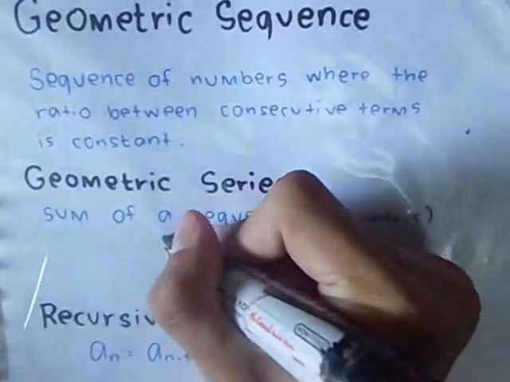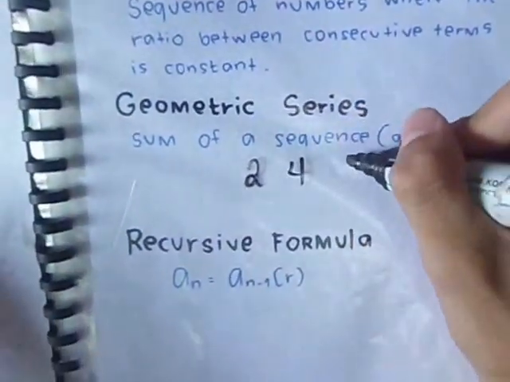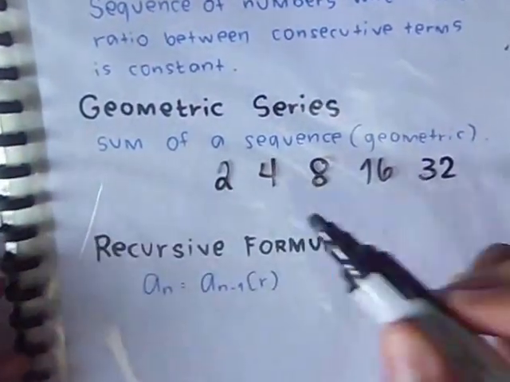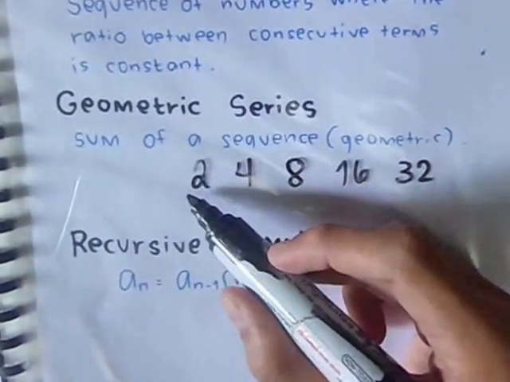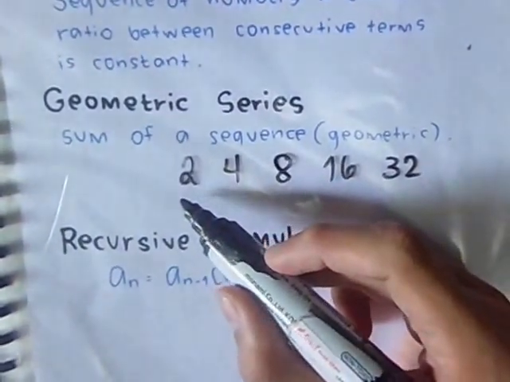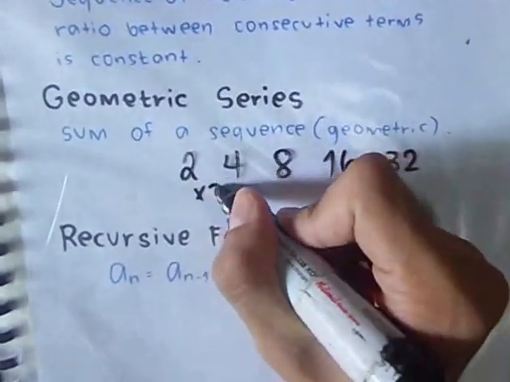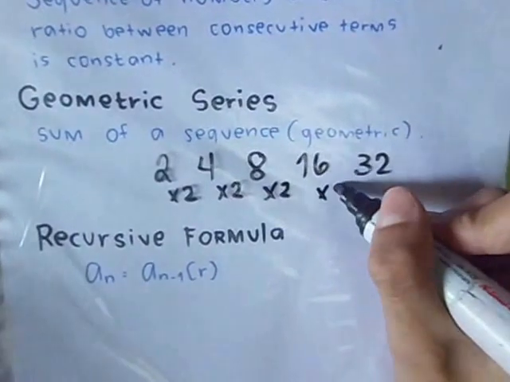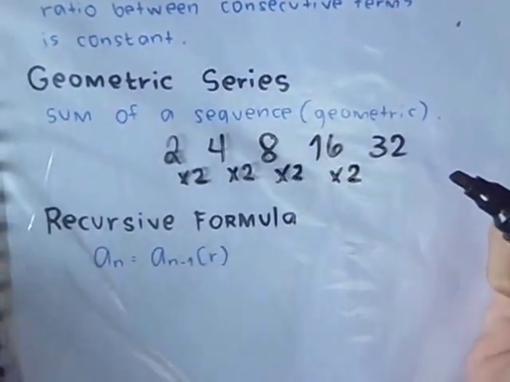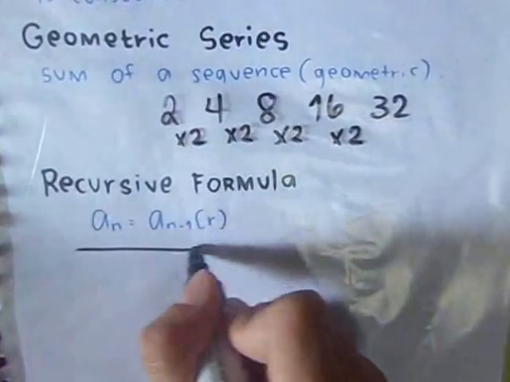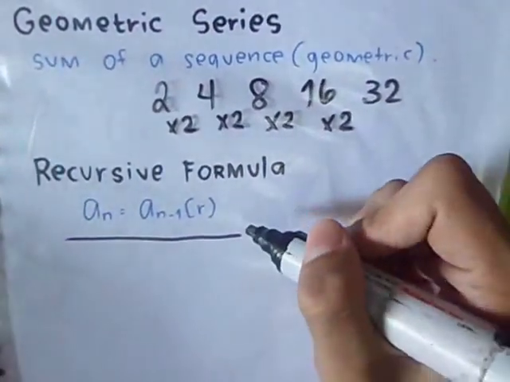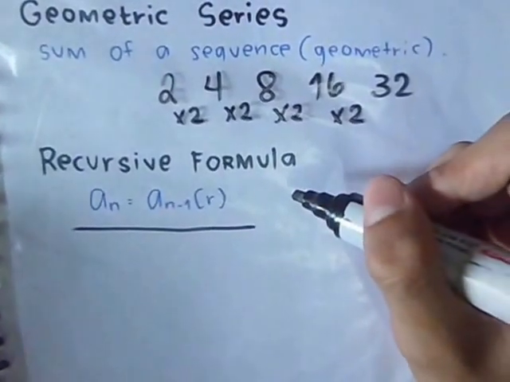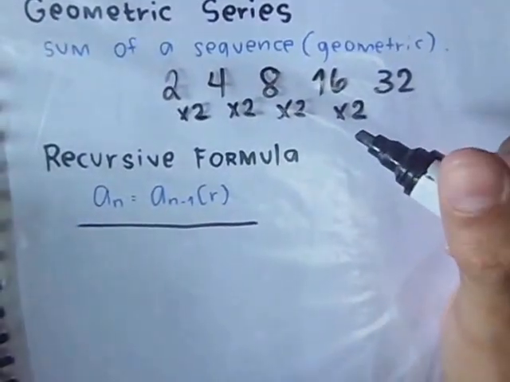For example, we have 2, 4, 8, 16, and 32. We can notice that the next number is the result of the previous number multiplied by the common ratio. Here we have 2 times 2 is equal to 4, 4 times 2 is equal to 8, 8 times 2 is equal to 16, and 16 times 2 is equal to 32. And thus, we have the recursive formula a sub n is equal to a sub n minus 1 multiplied by the common ratio r. The recursive formula can only be used if the term before the missing term is given.